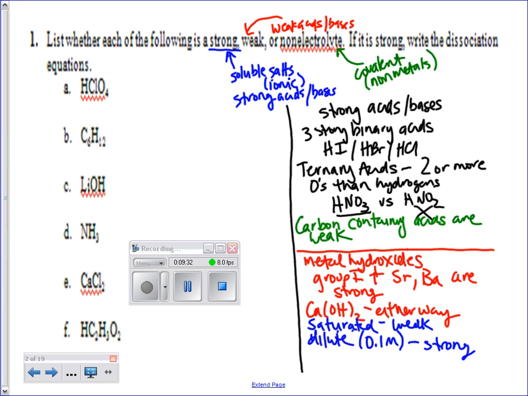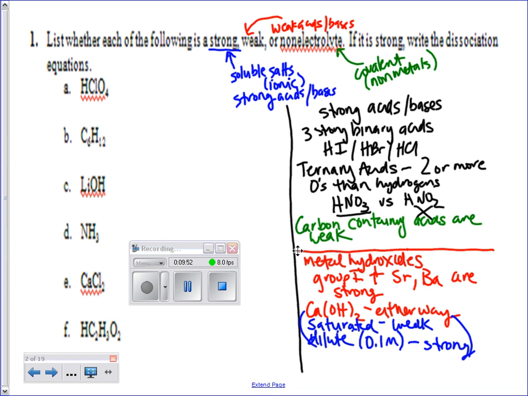All right, but I really don't want you to worry about it. I was just trying to tell you for informational purposes. You can go either way with that. They will accept either. So any other metal hydroxide is going to be weak. The rest of group 2, all the transition metal hydroxides, those are all weak.